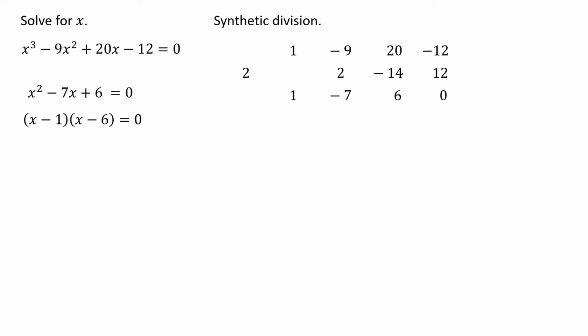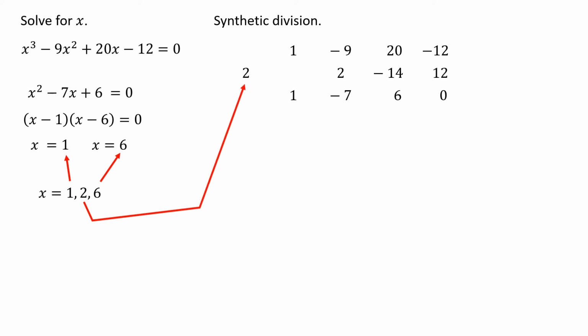Negative 1 times negative 6 is a positive 6. Negative 1 plus negative 6 is negative 7. So my answers will be 1 and 6. And so our solution set is 1, 2, and 6. The 2 came from the synthetic division. The 1 and 6 came from factoring.